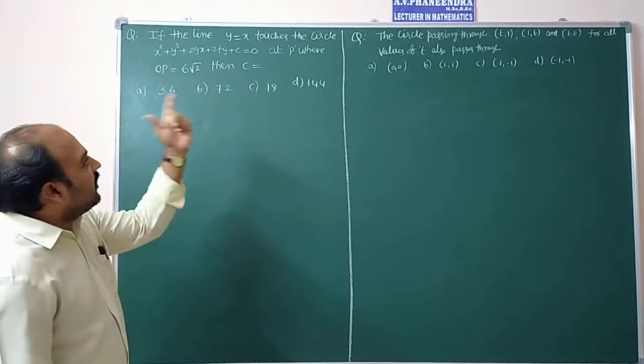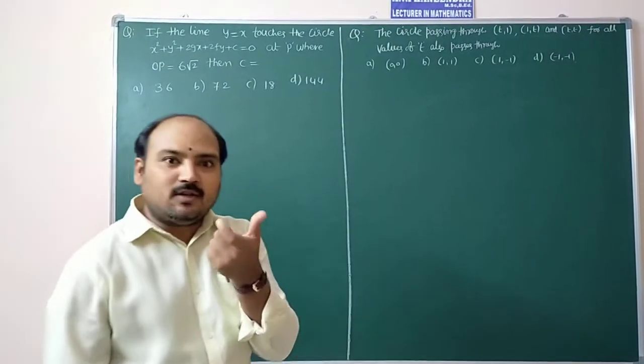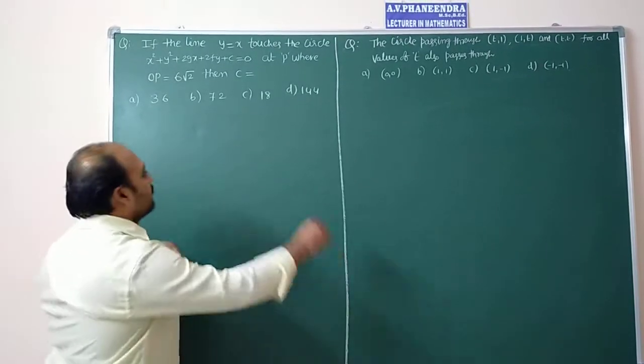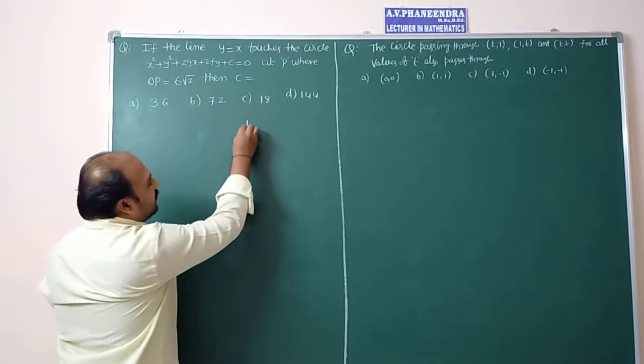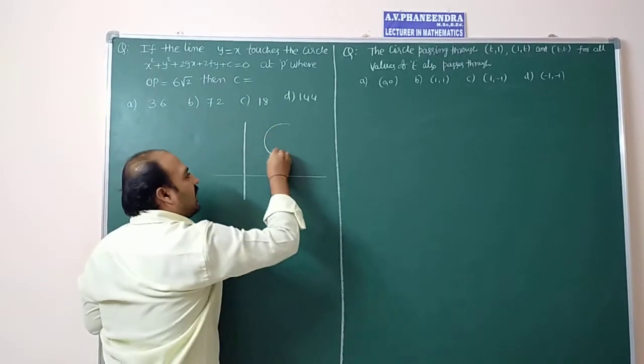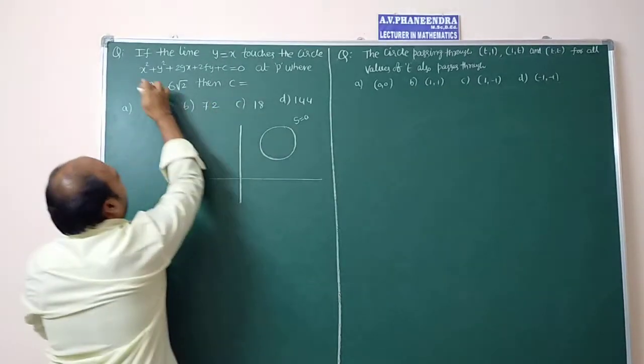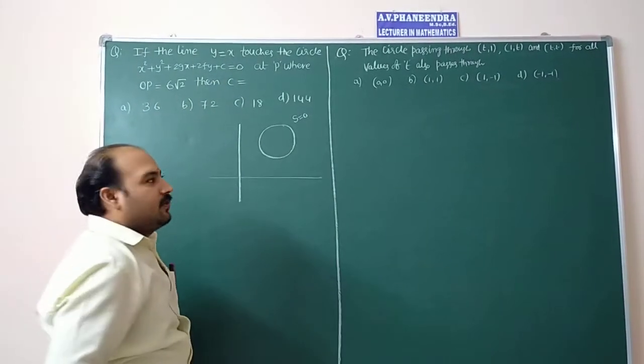By observing, the line y is equal to x is passing through the origin. Why? Because it is in the form of y is equal to mx. So draw a rough diagram according to the problem. So this is the circle S is equal to 0. S is equal to 0 means, you know, x square plus y square plus 2gx plus 2fy plus c equal to 0.